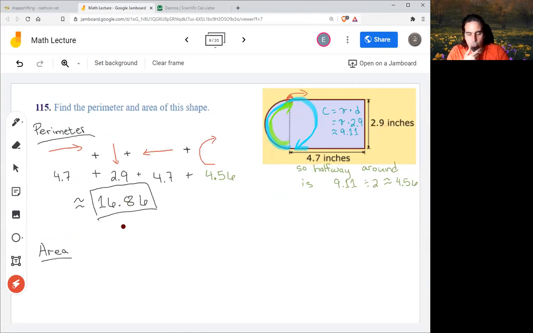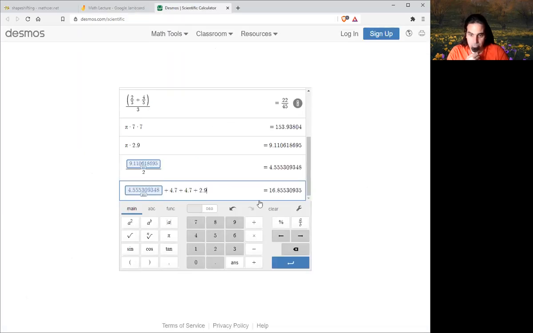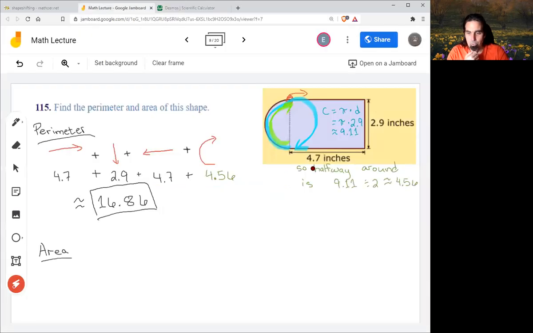So my answer I could do to the 1/10 of an inch, make that a 0.9, or I could add 1 more digit like I did, but I probably don't want to add more than that. If I wrote 16.8553, then that 5 and 3, I'm kind of bragging.